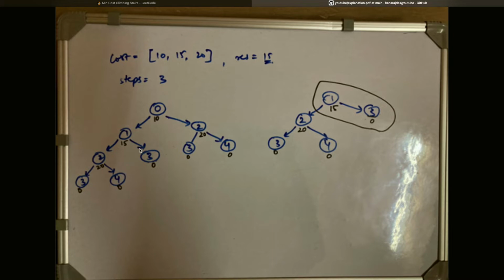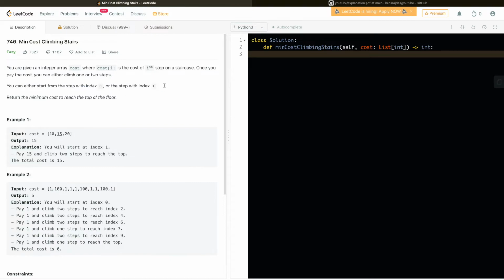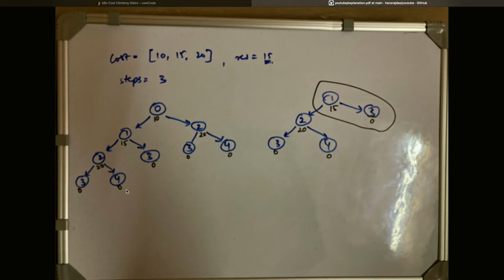Similarly this tree is created, and each path from root to leaf gives us the cost that we have to pay. So if we take this path we'll pay 10, 15, 20. Similarly if we take this path we'll pay 10 and 15. So between all these we have to find the minimum path I can take, starting from 0 or 1, because we can start from the 0th index or the first index. That's why this is the tree when we start from 0, and this is the tree when we start from 1. So this branch has been created here again, and between all the paths this is the path which cost us the minimum.